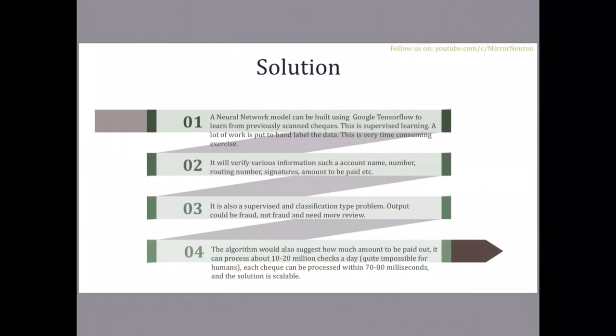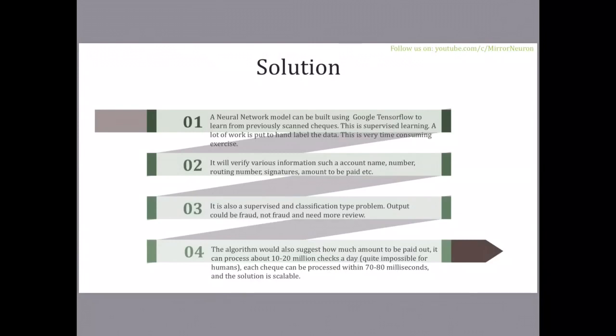Okay, so what solution can be built? A neural network model can be built using Google TensorFlow to learn from previously scanned checks. Now, if you notice, this is supervised learning. A lot of work is put into hand labeling this data, and this is a very time consuming exercise. In addition to that, coming up with a solution is in itself a very time consuming exercise.